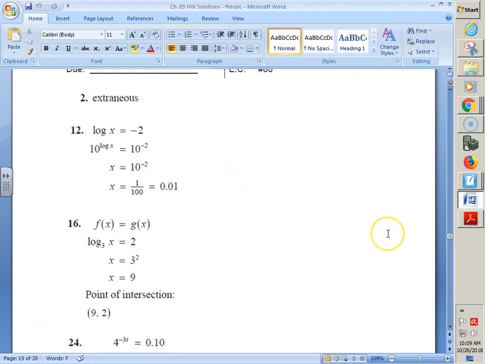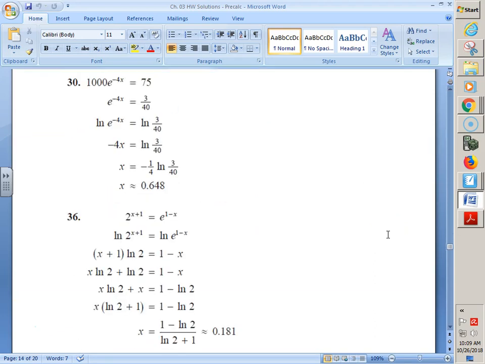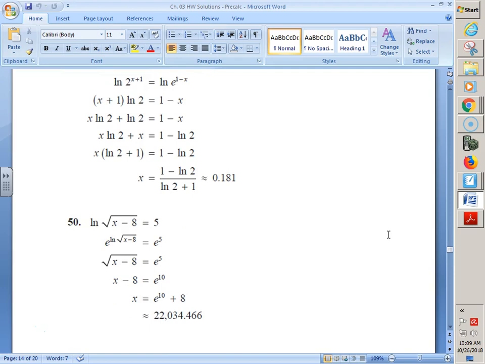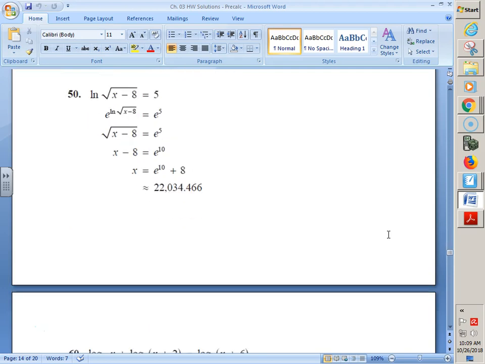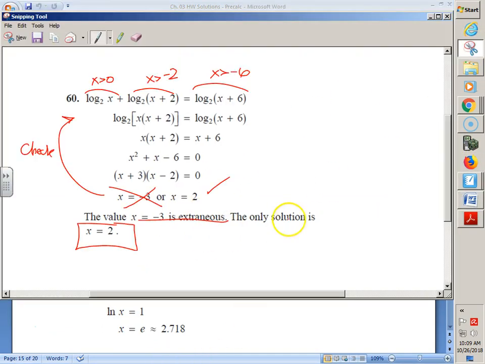There's 2 and 12 and 16. 24. 30. 36. 50. And now we're on 60. And we just discussed this whole thing about extraneous solutions, having to do with logarithmic domain restrictions. And the -3, when we went back to plug in and check, is illegal in the logarithm. So it's a no-go, but the 2 is good.